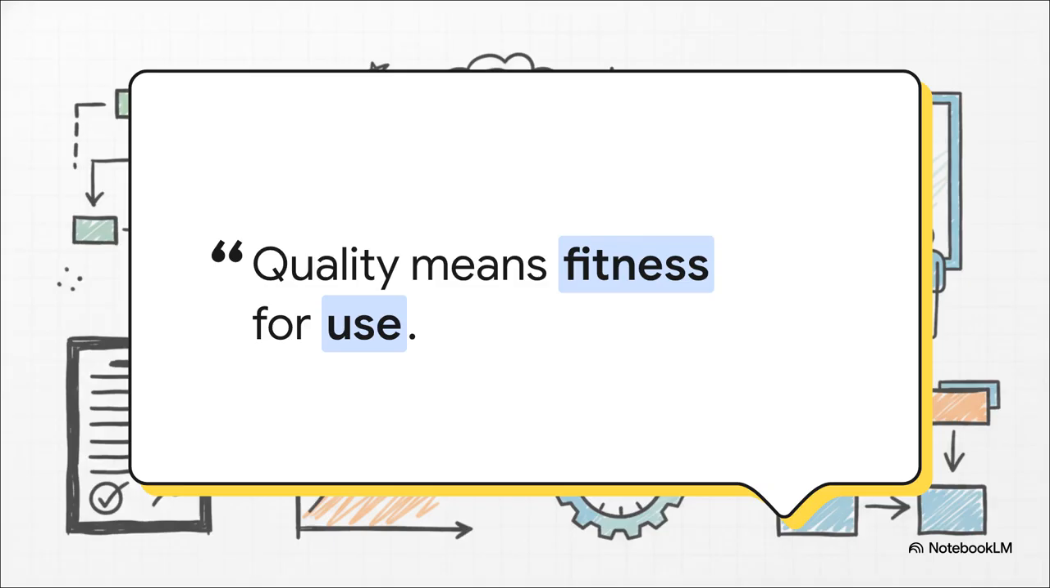One of the great quality gurus, Joseph Juran, he just nailed it with this quote. He said, "Quality means fitness for use." It's that simple. Quality isn't some abstract concept. It just means, does this thing, this product, this service, do what the customer actually needs it to do? And listening to the voice of the customer is how you find that out.